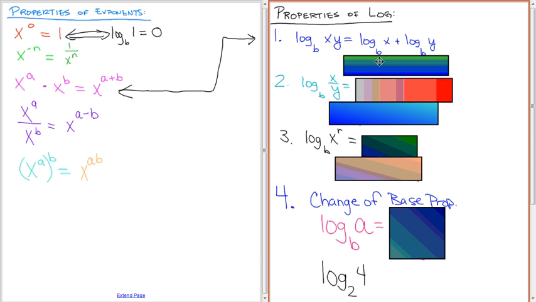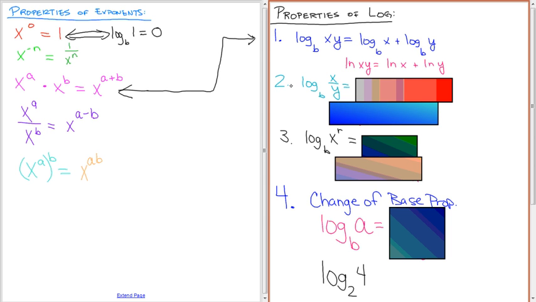Now the same thing could happen if the base were e and you saw ln of xy. That equals ln of x plus ln of y. It doesn't matter what the base is, but if you're multiplying two things together, you can break it apart and add. Similarly, if you're given log base b of x plus log base b of y, you can take that and combine it and multiply the x and the y together.